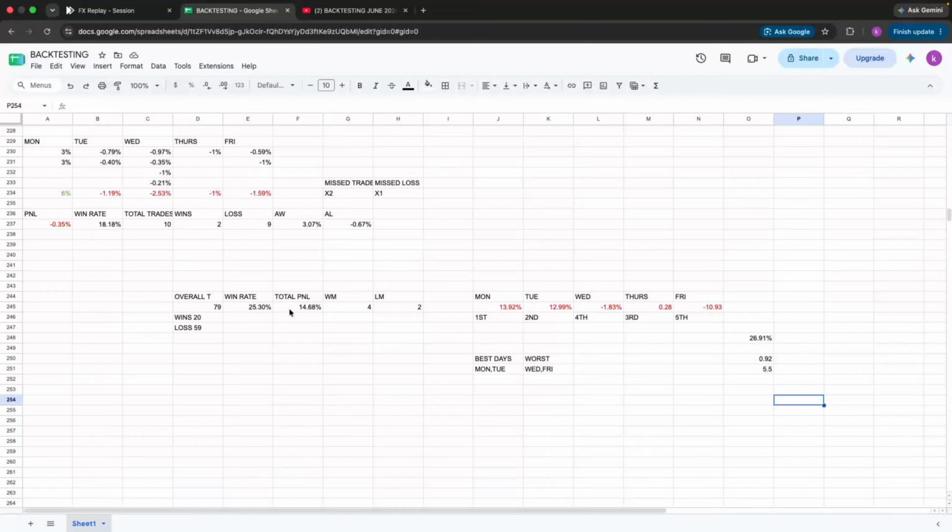So our overall P&L so far is 14%. If we half risk on Friday and Wednesday, it brings our P&L from 14% to 20%. So we bank an extra 6% just based on risking half on our worst days.